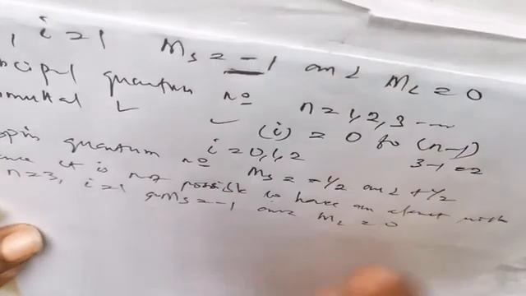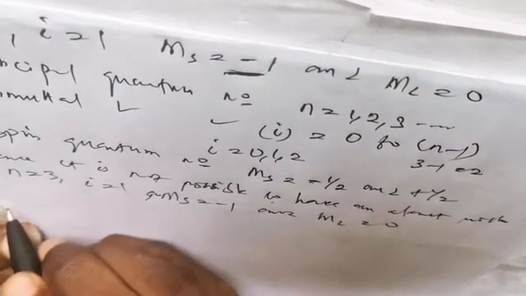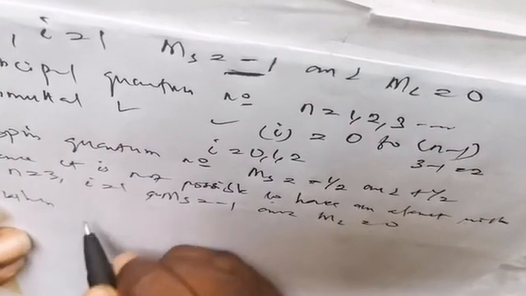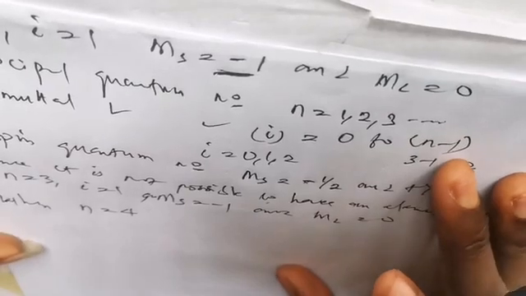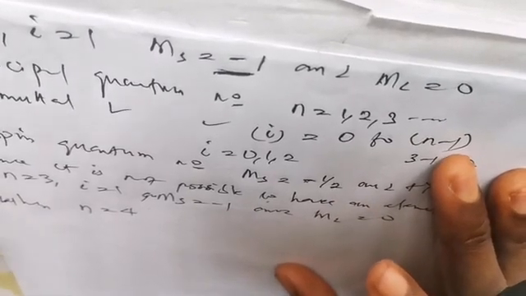Alright, so the final question on still question 2 says list the possible quantum numbers when the principal quantum number is equal to 4. This is the final question. When n is equal to 4, you're asked to list the possible quantum numbers.